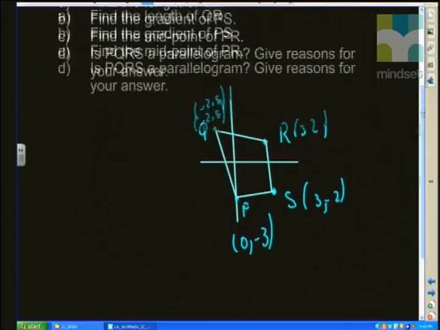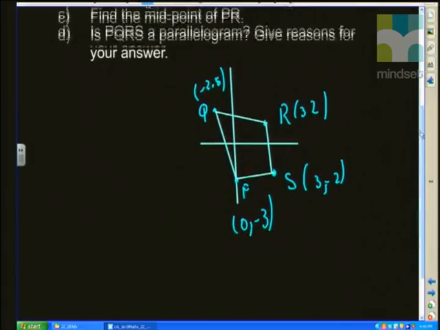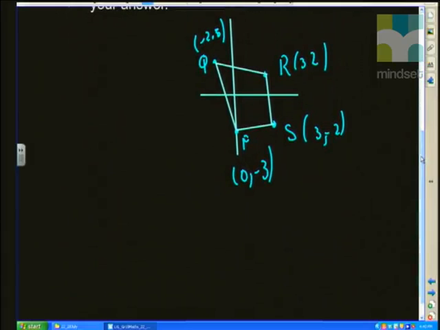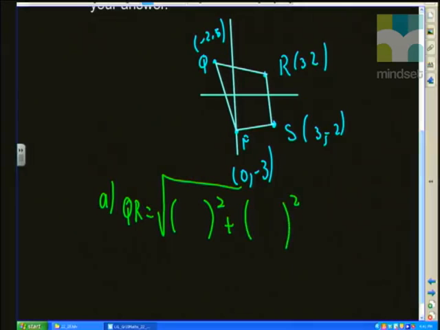The first part says, find the length of QR. So they want the length of QR. Remember, it's a straightforward application of your distance formula. To find any length, it's the square root of the difference in the x values squared plus the difference in the y values squared.